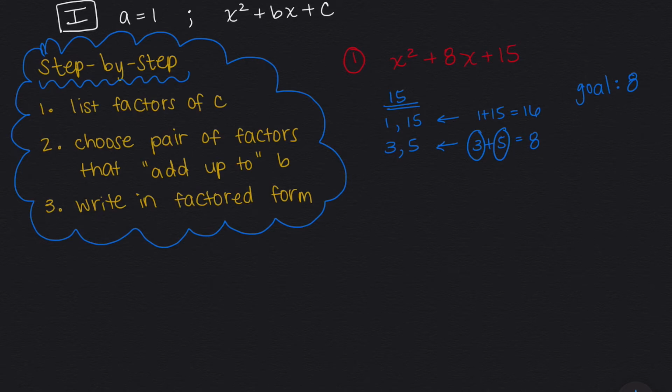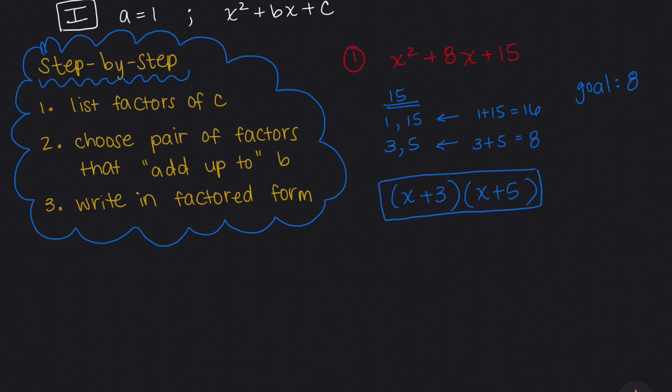So in factored form, our trinomial would be x plus 3, the 3 is coming from there, times x plus 5, the other factor that we found. And that would be our final answer. Now remember, factoring and FOILing are opposites of each other. So to check if our answer is correct, we would have to FOIL.